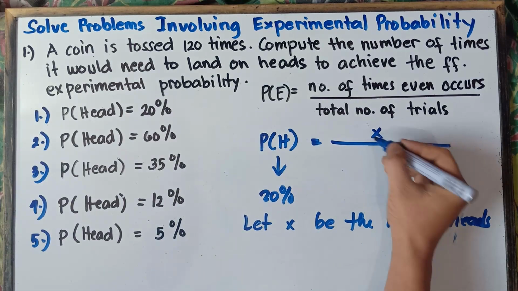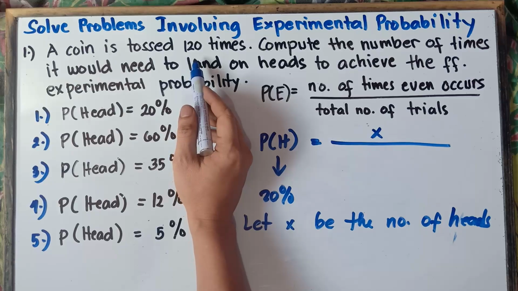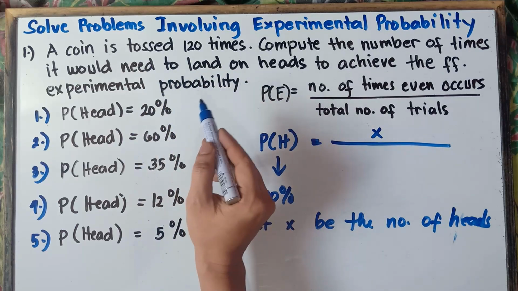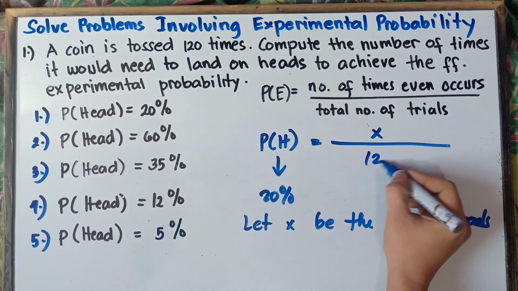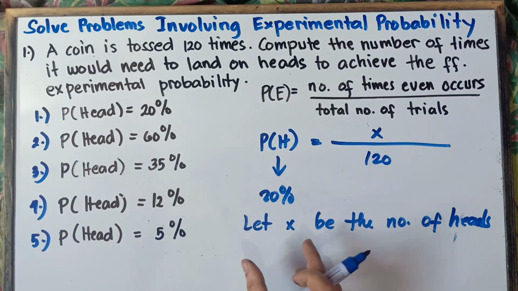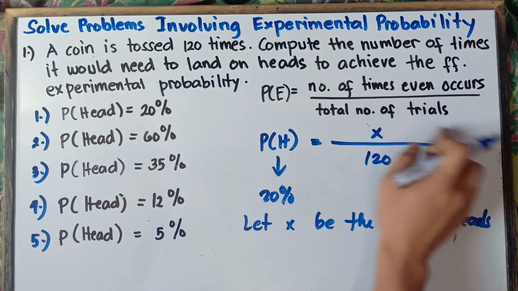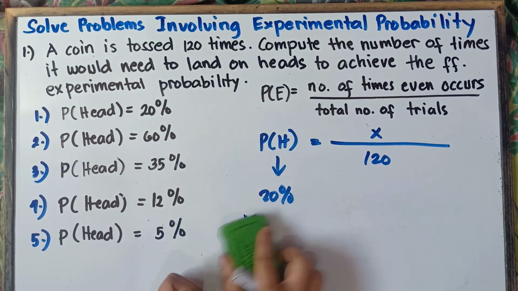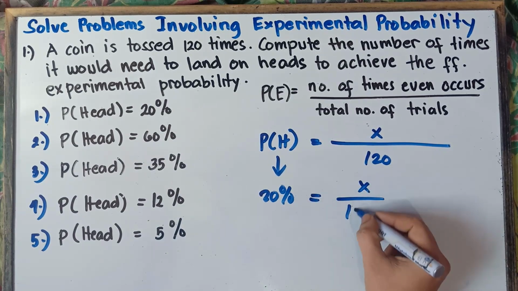So x will be on the top. The total number of trials, of course, will be 120, because a coin is tossed 120 times. The number of heads is on the top, and the total number of trials is 120. Let's solve this one. So 20% is equal to x over 120.